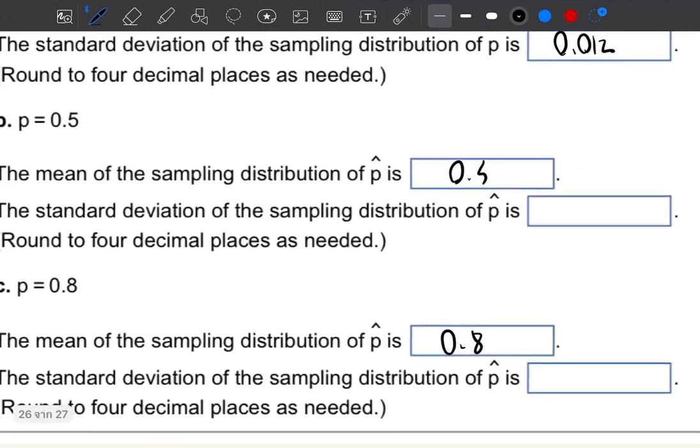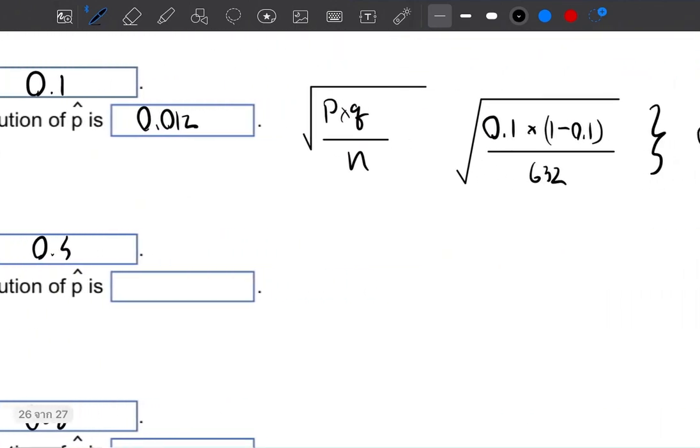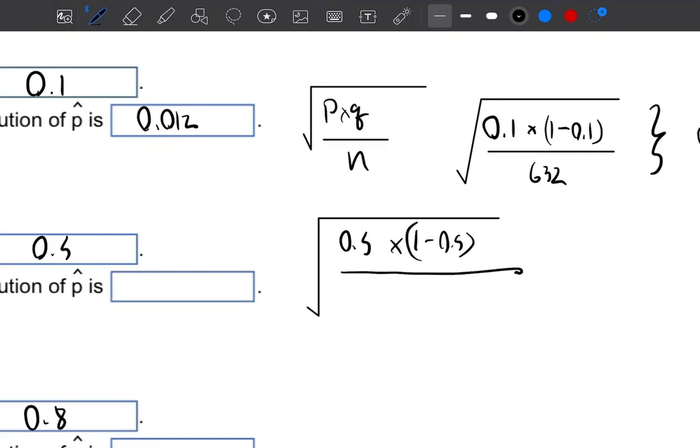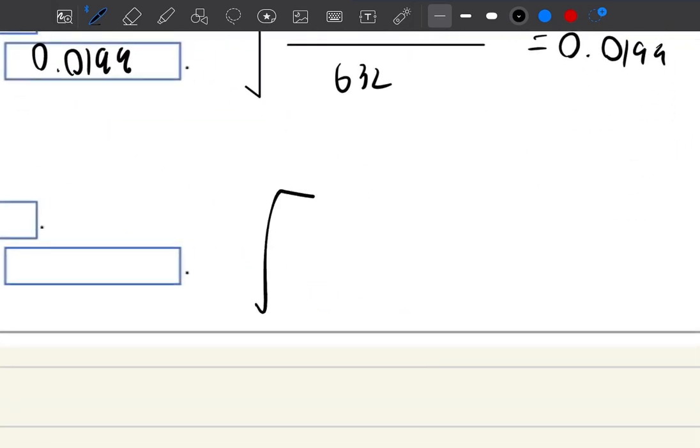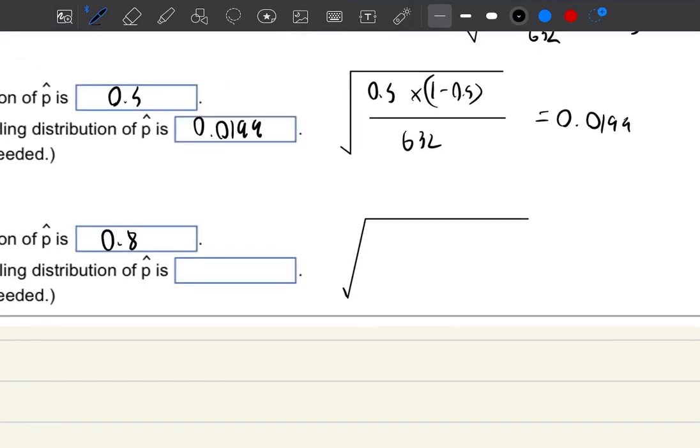And then B, this will equal square root of 0.5 times 1 minus 0.5 divided by 632, which is equal to 0.0199. And then C is going to be square root of 0.8 times 1 minus 0.8 divided by 632, which is going to be equal to 0.016.